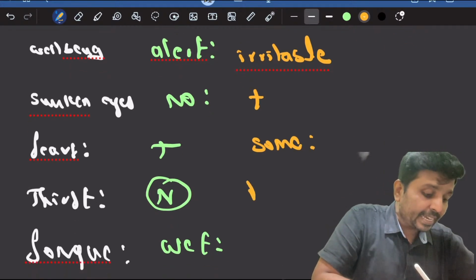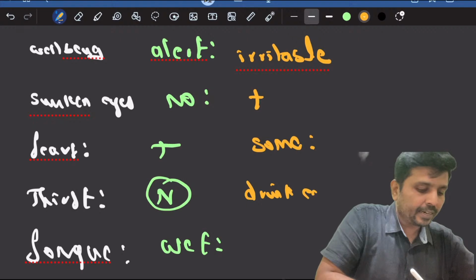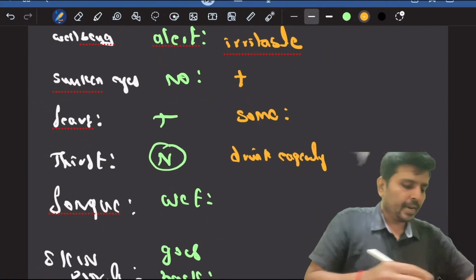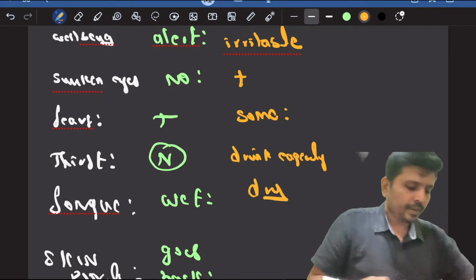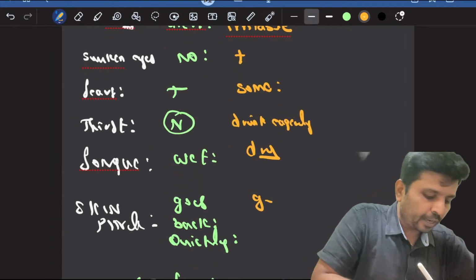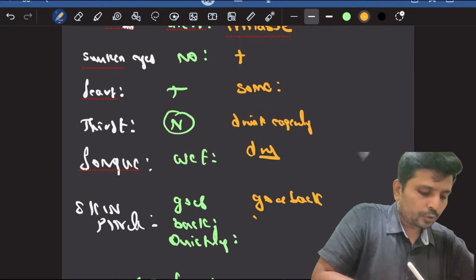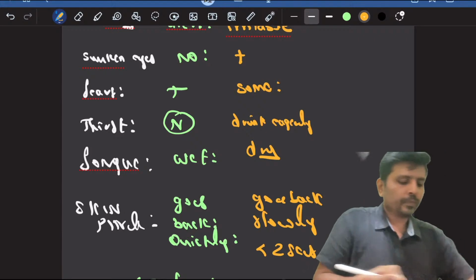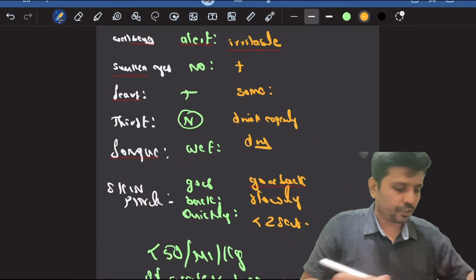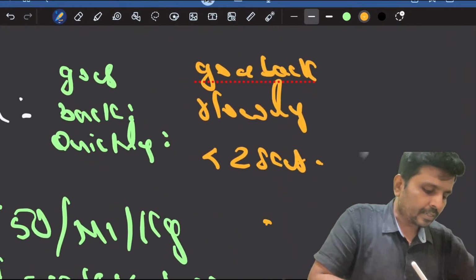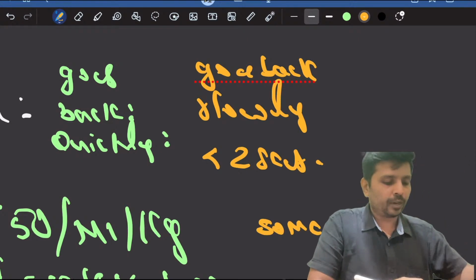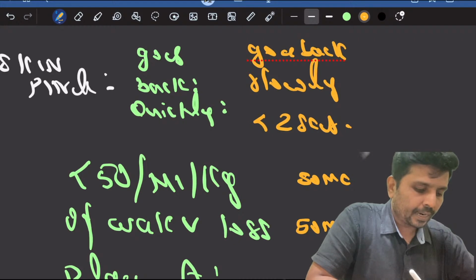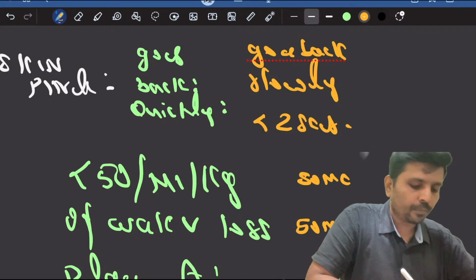Thirst, drinks eagerly. When you give more and more water, the child drinks and drinks. Tongue dry. Skin pinch goes back slowly, and it is less than 2 seconds. This is called some dehydration. What is the volume loss here? Volume loss is 50 ml to 100 ml per kg.